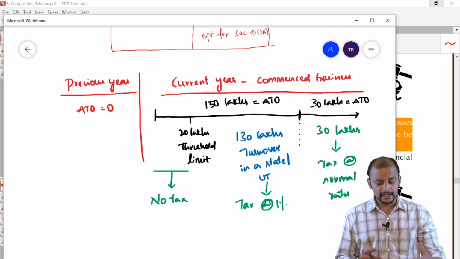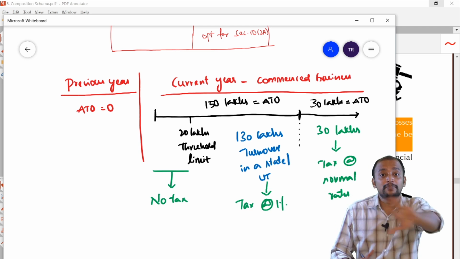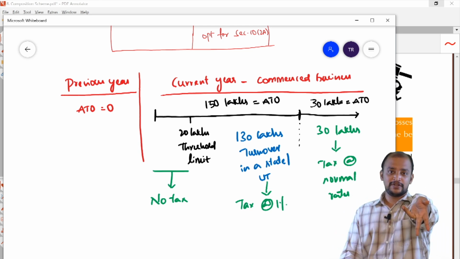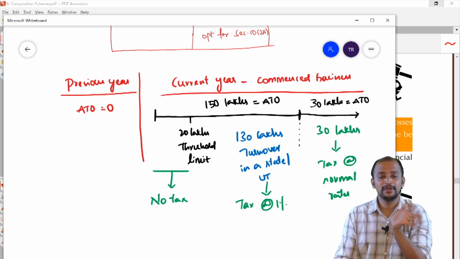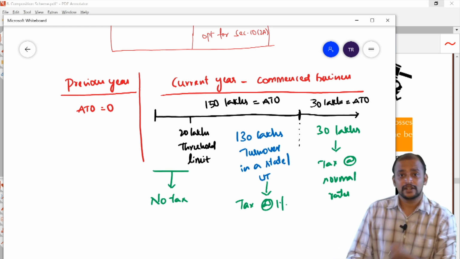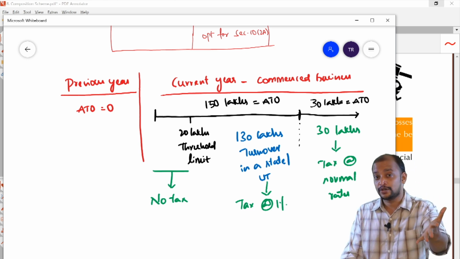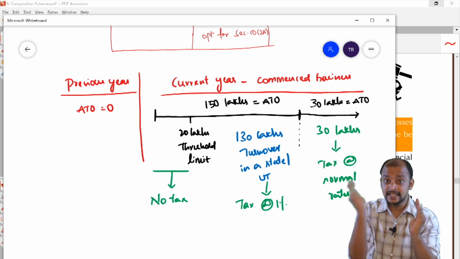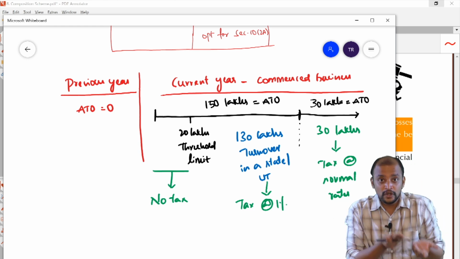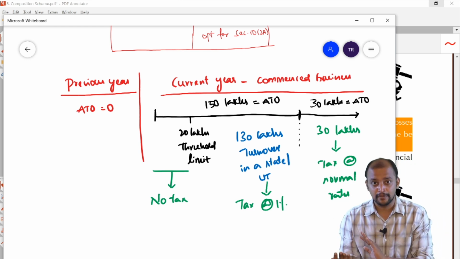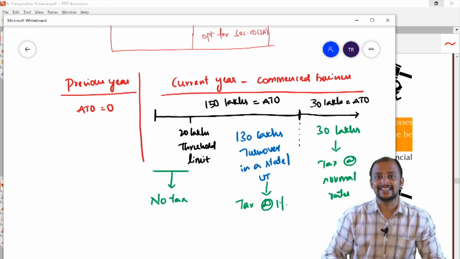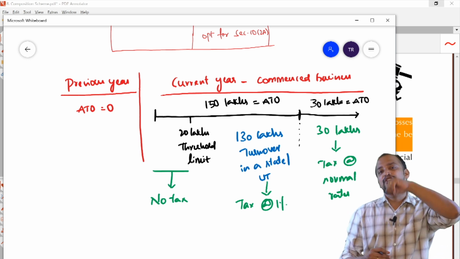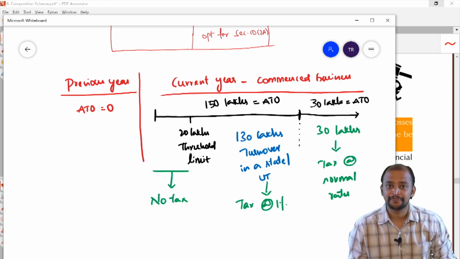That is, sir, threshold limit will not be counted in turnover, but threshold limit will be added to aggregate turnover. So aggregate turnover only I should see while calculating 150 lakhs. In that the threshold limit, no tax. On the remaining amount there will be tax at the rate of composition scheme, because while calculating turnover I should exclude the threshold limit. You understood?